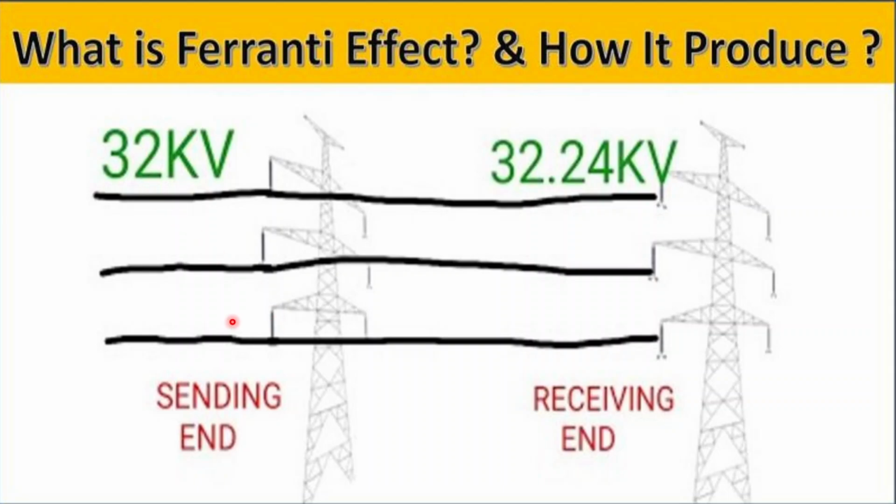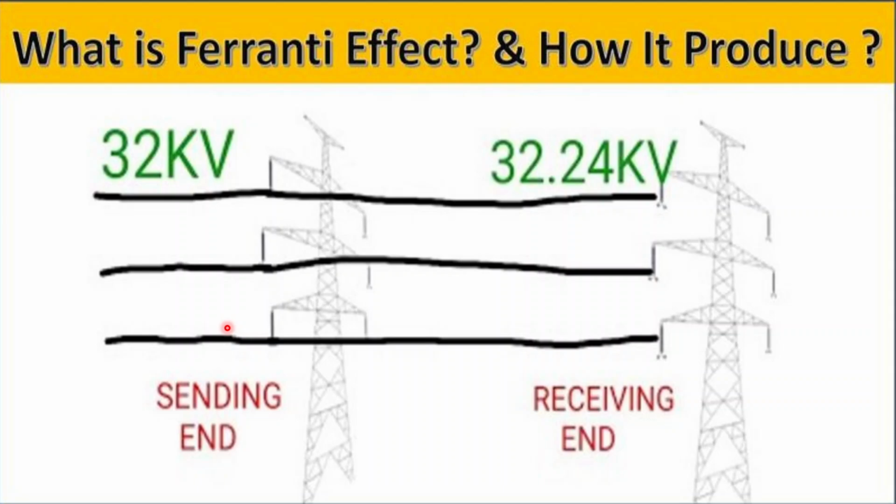So what are the practical implications? First, power quality. The Ferranti effect can lead to an overvoltage condition, potentially damaging equipment at the receiving end. Next, voltage regulation. Utilities must consider this effect when designing and operating long transmission lines to ensure stable and safe voltage levels. Third are the mitigation measures.